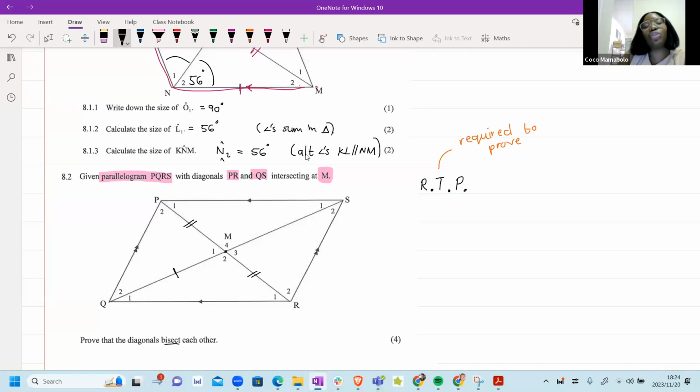Okay, and we can choose which of these we want to prove. Somebody pick for us. Do we want to prove that PM is equal to MR, or do we want to prove that QM is equal to MS? Pick one. It doesn't matter which one. Whoever puts their suggestion in the chat first, that's the one we're going to take. Thank you, Funzo. We now want to prove that QM is equal to MS. All right, so we're then going to start the proof.